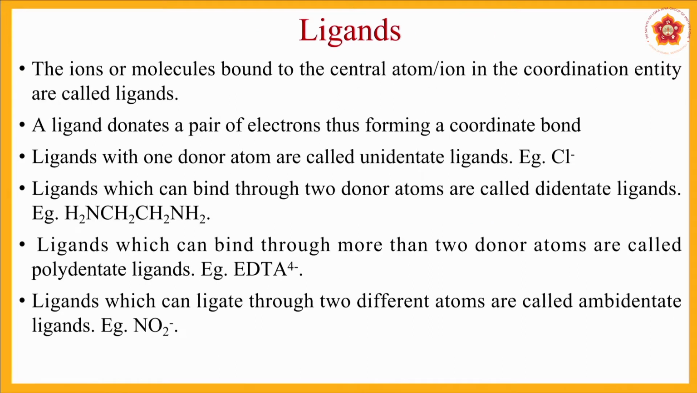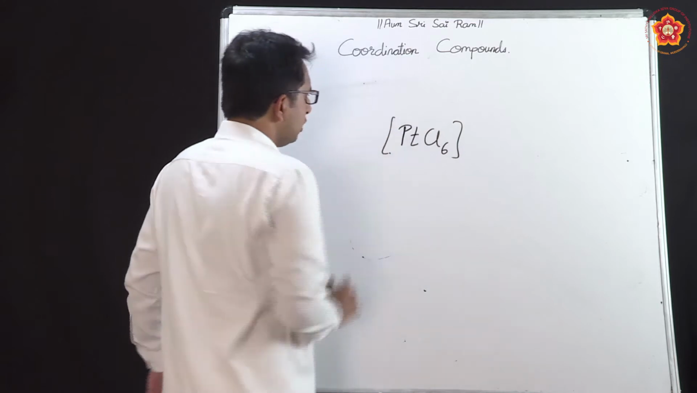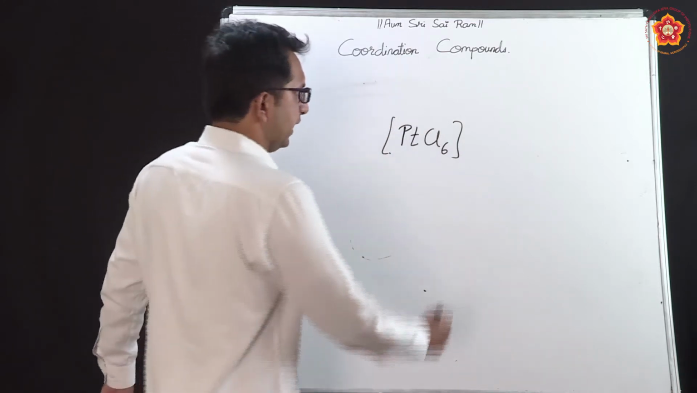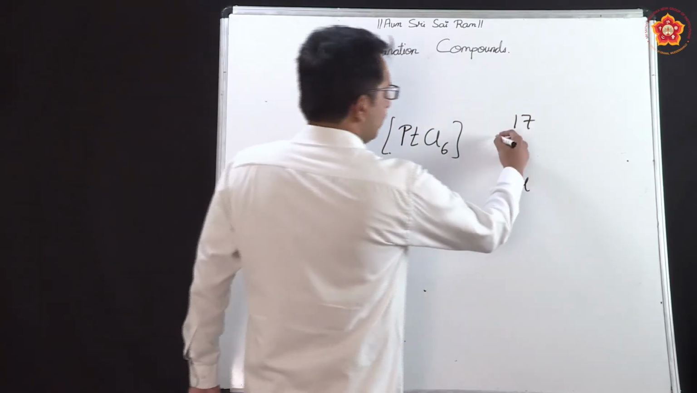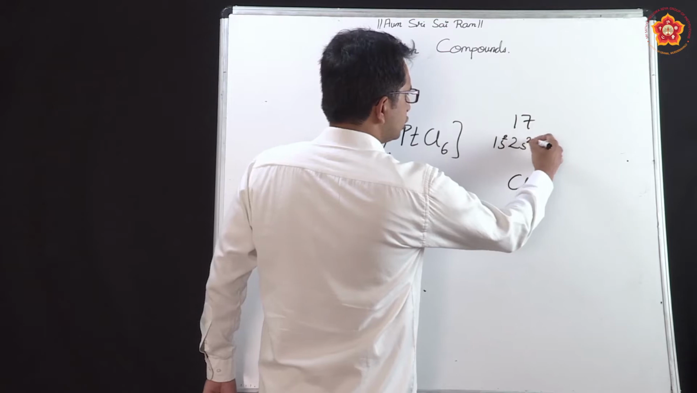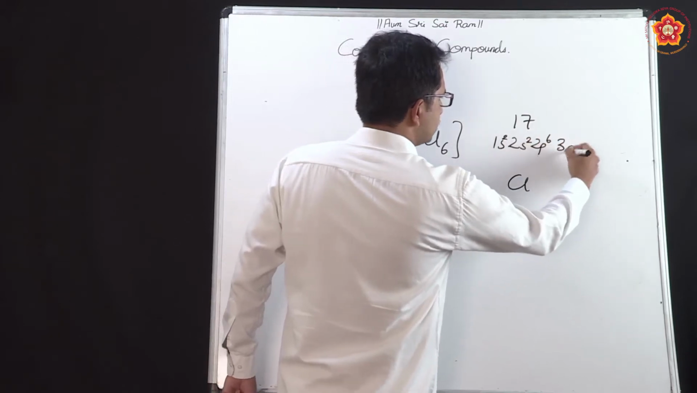Now, what are ligands? This is the word that we have come across many times now. Ligands are something which can donate a pair of electrons to this system of central metal ion. And how do they donate? It is by a property called coordinate bonding. For example, take a coordination compound of PtCl6. We already know that chlorine's atomic number is 17, and the configuration is 1s2, 2s2, 2p6, 3s2, 3p5.